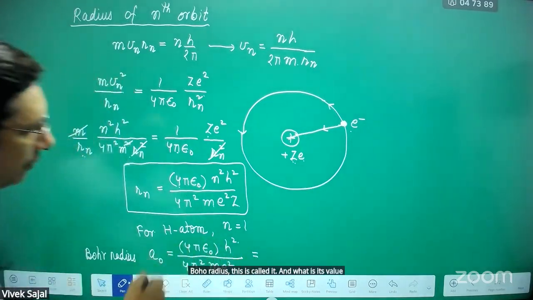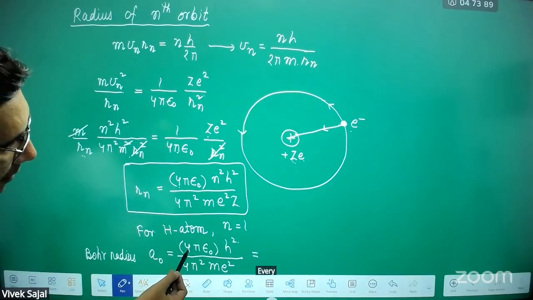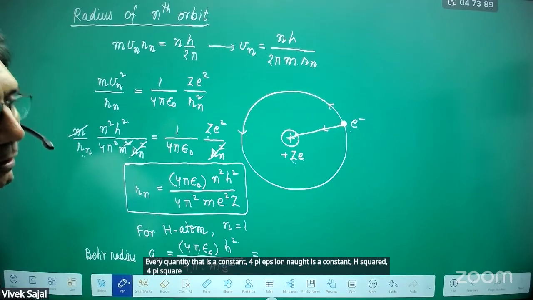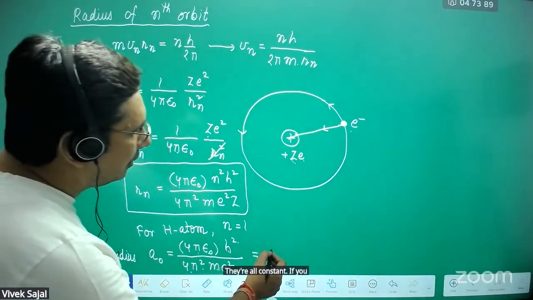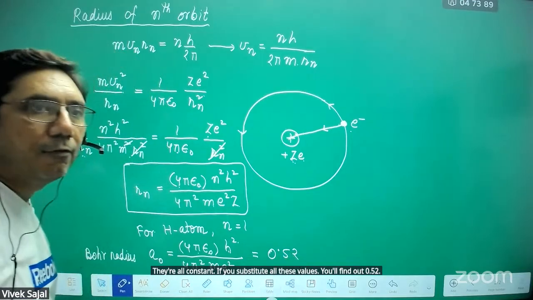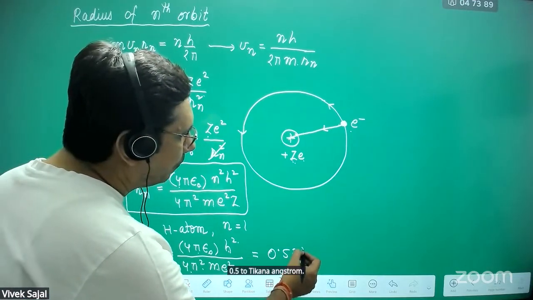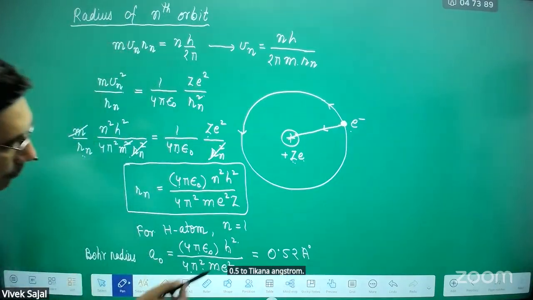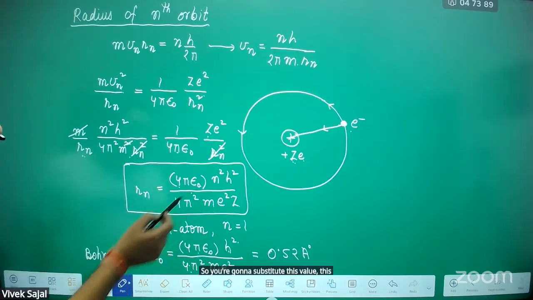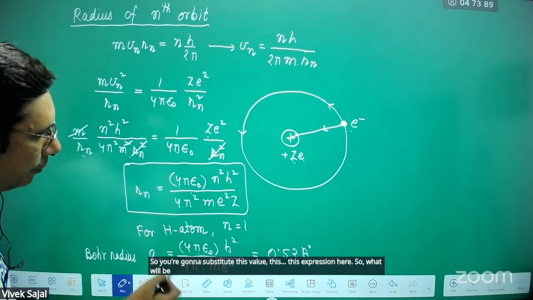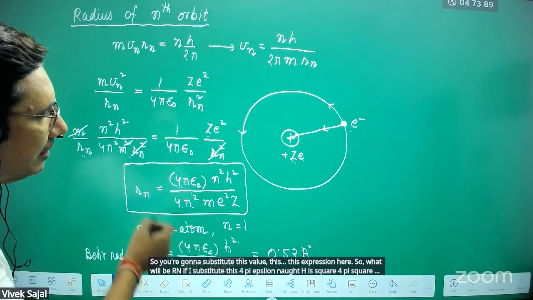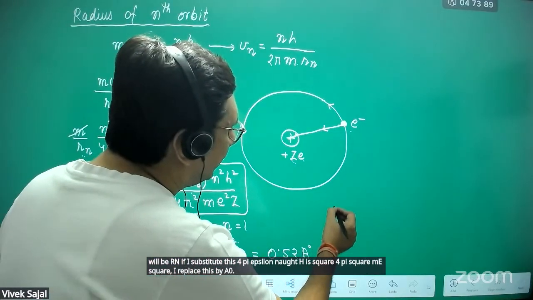If you look at this formula, every quantity is a constant: 4 pi epsilon naught, h square, 4 pi square, m, e square. If you substitute all these values, you will find 0.52 angstrom. Now substitute this expression here. What will be Rn if I replace 4 pi epsilon naught h square upon 4 pi square m e square by a naught?